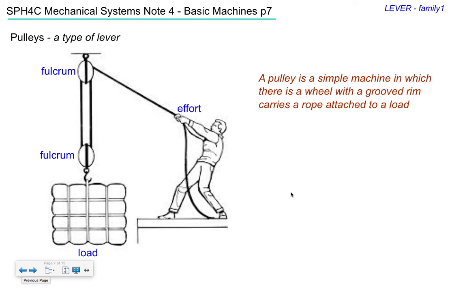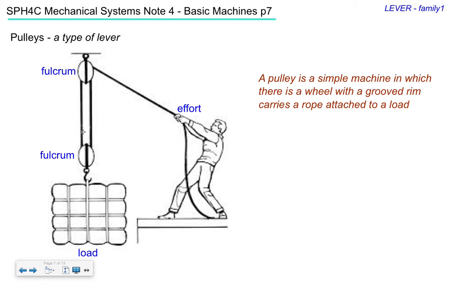But a pulley is a simple machine in which there's a wheel with a grooved rim that carries a rope attached to a load. So obviously inside here you've got a grooved rim, and here's the effort, and the fulcrum occurs at the pulley itself, and of course there's your load. So each pulley is its own fulcrum. And you can get mechanical advantage based on the number of ropes pulling.